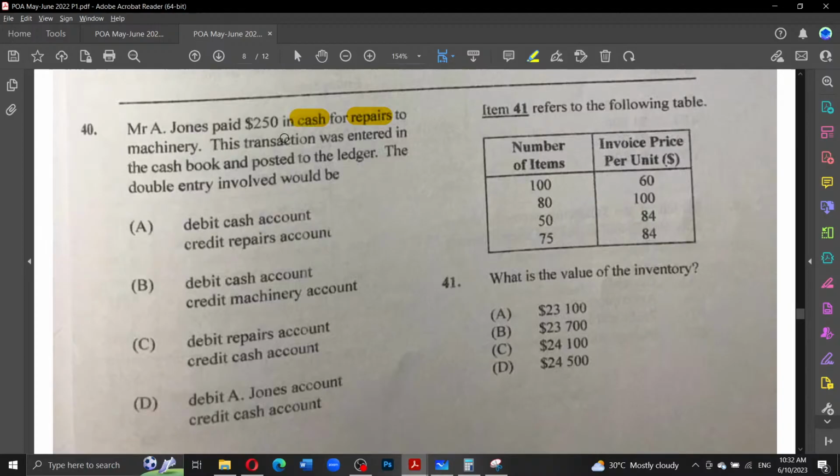The double entry involved would be, alright, let's look here. Your cash is decreasing because you're paying using cash. So you have to credit cash because asset decreasing, and you have to debit repairs because repairs is an expense. Expenses have debit value when they're incurred. So debit repairs, credit cash account. Mr. A. Jones, basically the name of the company. I don't know, name of the person. I don't know why they have that here.